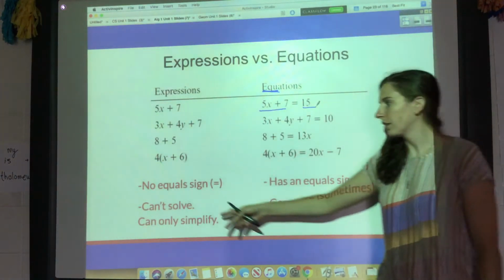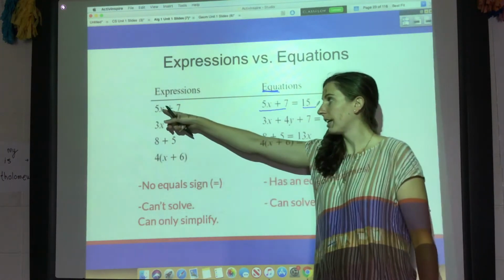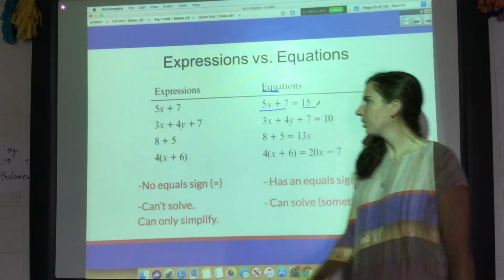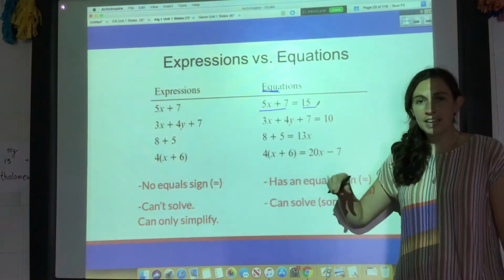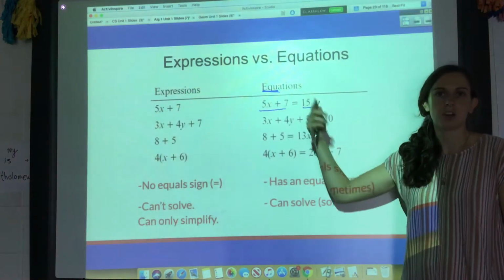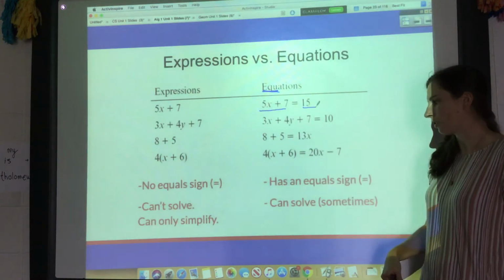You can't solve an expression because it doesn't equal anything. Like x here could be anything. I could put in anything I want for x, but as soon as you have an equation, then I can usually get x by itself, or solve for x, or figure out what x needs to be to make this equation true.